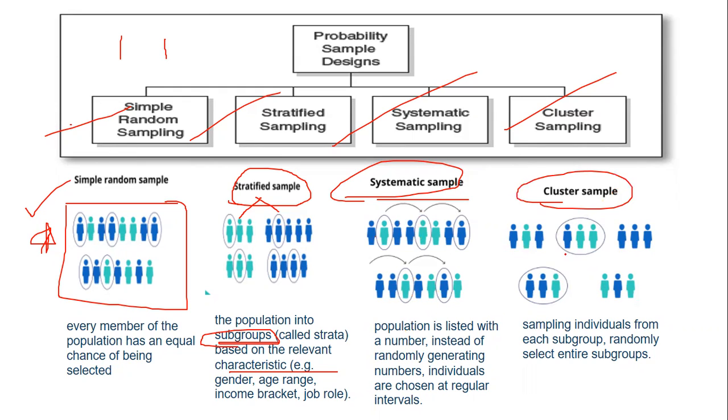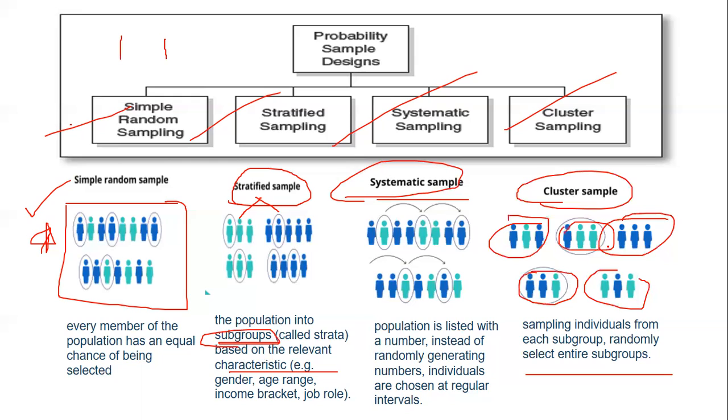Then we have cluster. Cluster means you divide the population into various groups, and entire groups are selected as the sample. That's how we have probability sampling. So that is simple random, stratified, systematic and cluster.